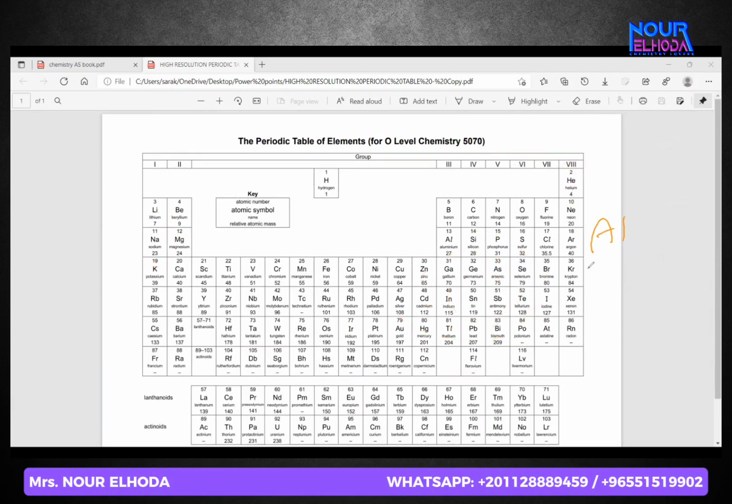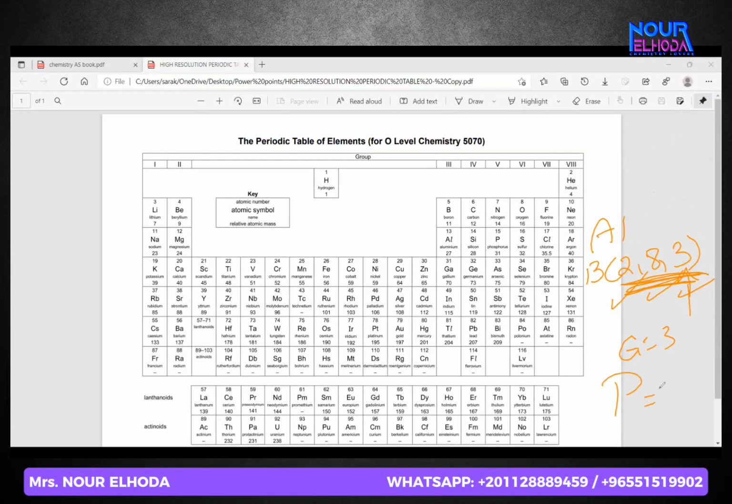Let's take another element. Let's take aluminium. 13, 2, 8, 3. Take care: if you make the configuration wrong, the location will be wrong. Here I have 3 electrons in the outer shell, so this means I'm in group 3. Since now I have 3 shells, 2, 8, 3.